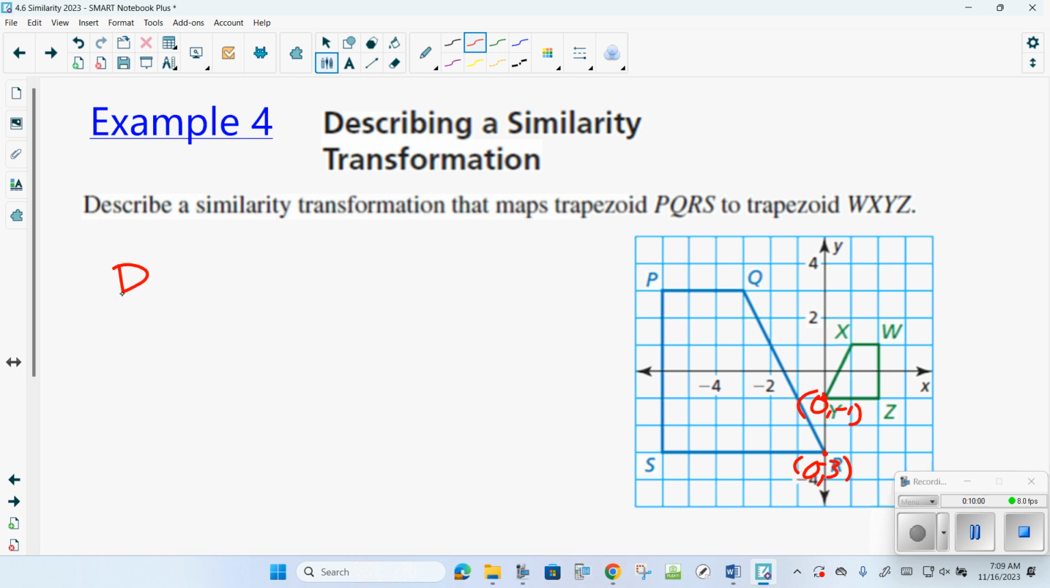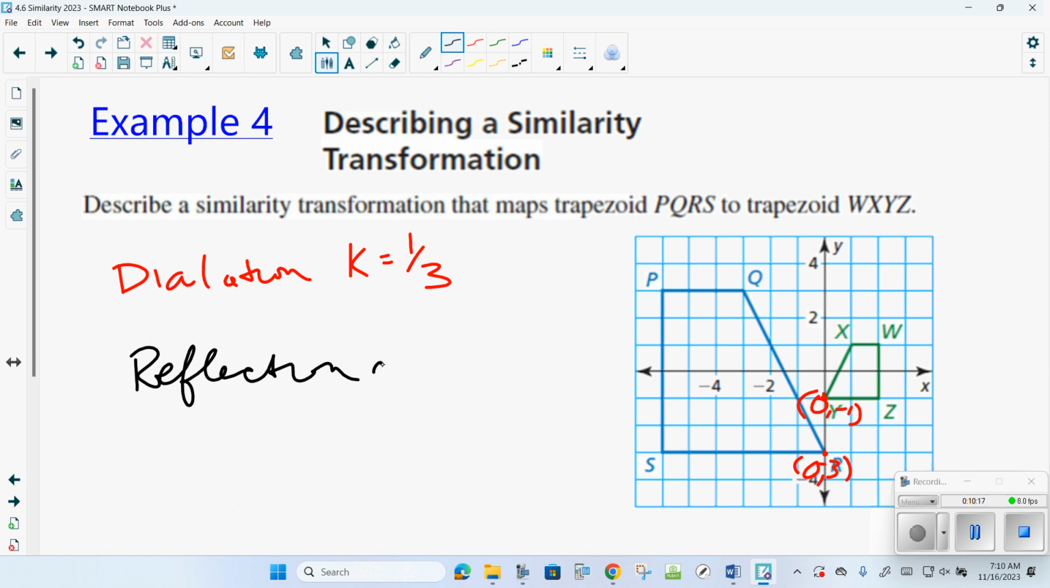So the first one that I'm going to write down is a dilation with a k value of 1/3. So that's going to make it smaller. Next, I have a reflection on the y-axis. So you'll notice that it not only does a dilation of 1/3, which makes it smaller, it then flips over the y-axis.